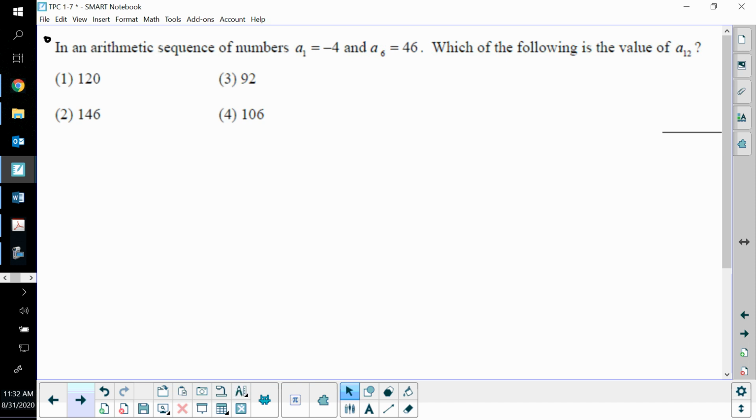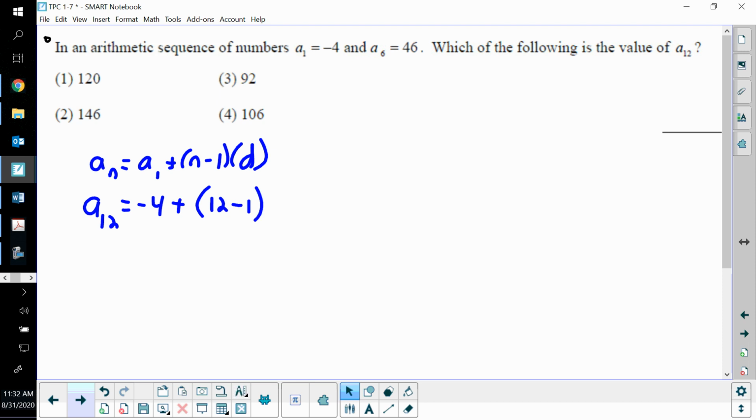So this is going to be pretty similar to what we did 2 questions ago. We want to find A12, and they told us it's an arithmetic sequence. So we know from our reference sheet, we should use our arithmetic sequence formula to find A12. A12 is going to equal the first term that they told us, plus 12 minus 1, because we're dealing with the 12th term, times D. But the problem is we don't know D.